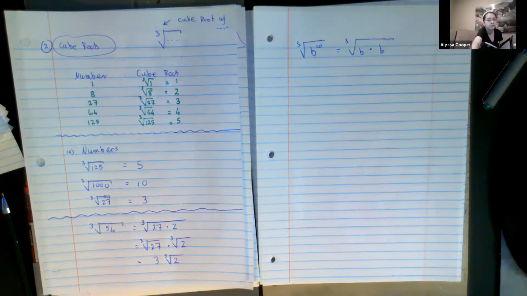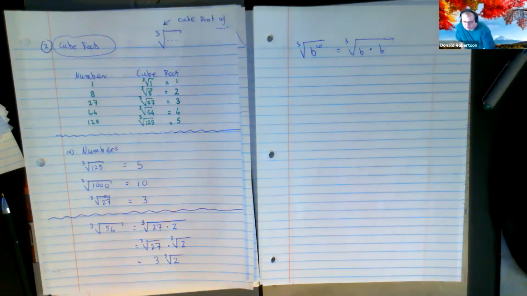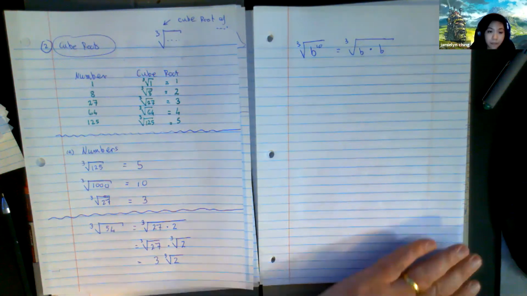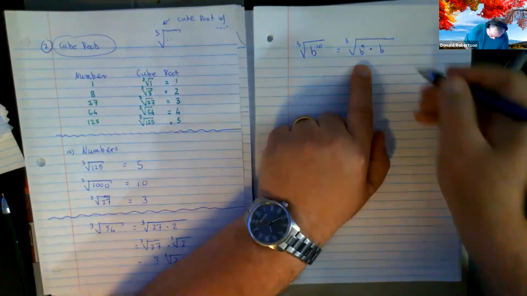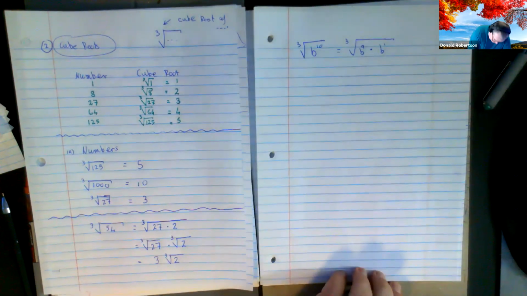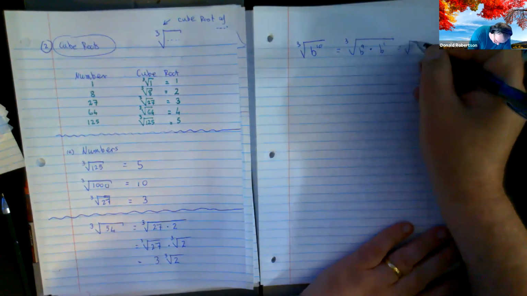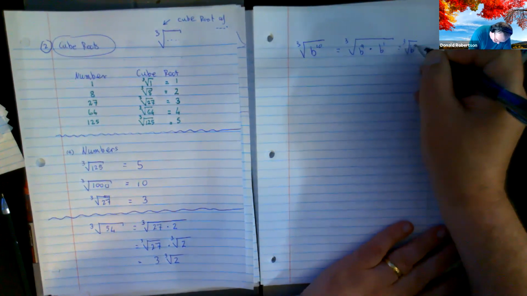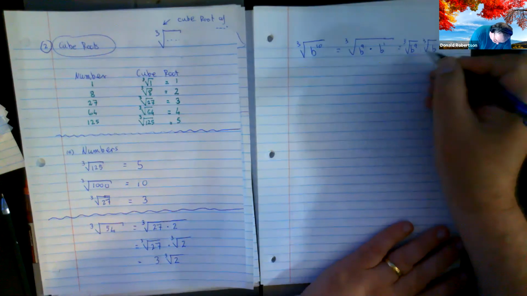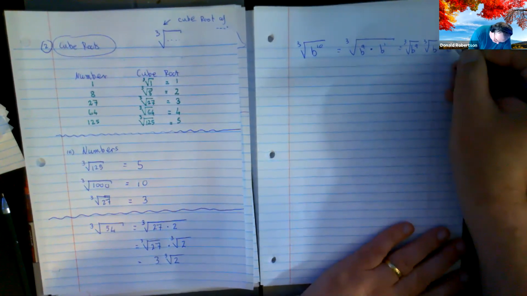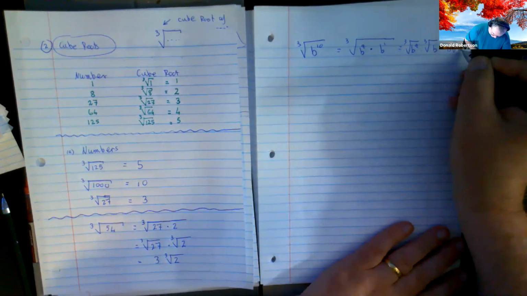8? 3 times table? Not 8, 3, 6. Next one? 9. Right. And one left over. And that becomes the cube root of b to the 9 times the cube root of b. And what does that get you? b cubed, cube root of b.